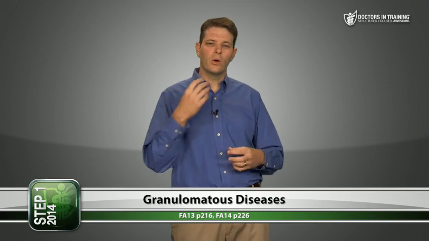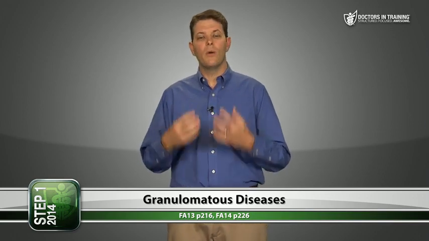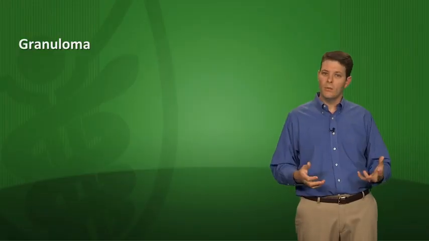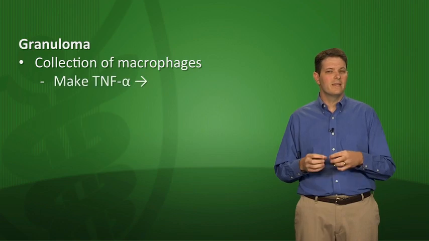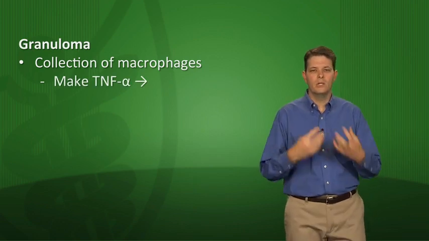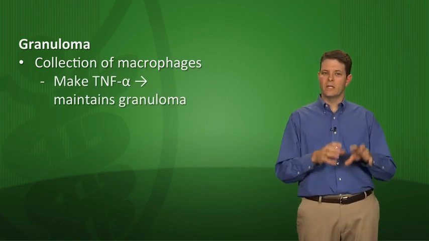Now, with chronic inflammation, remember we said that chronic inflammation usually involves macrophages, and chronic inflammation is characterized by those ongoing cycles of tissue damage and repair. Well, there's a specific pattern of chronic inflammation that I want to highlight for you, which is called granulomatous inflammation, which is where you have the formation of granulomas. What was a granuloma? We said it's a little collection of macrophages. And these macrophages make TNF-alpha, which perpetuates the inflammation and maintains the granuloma.